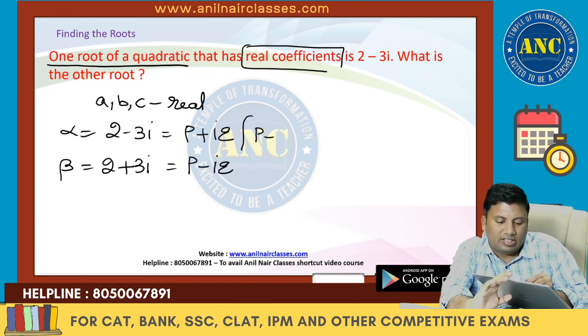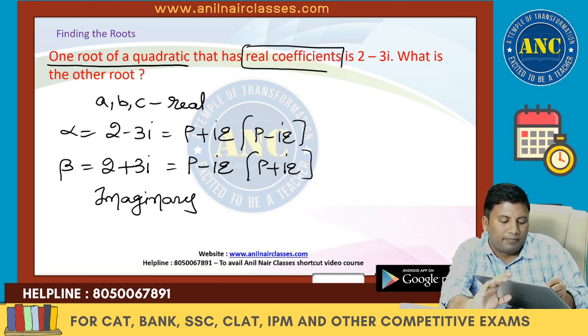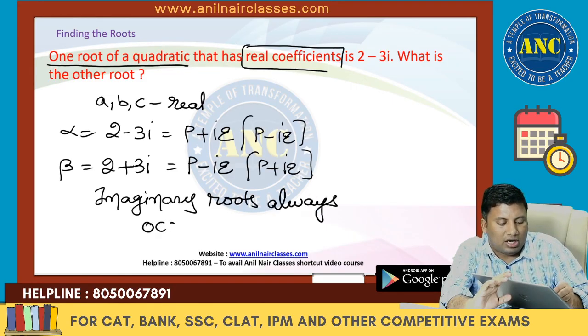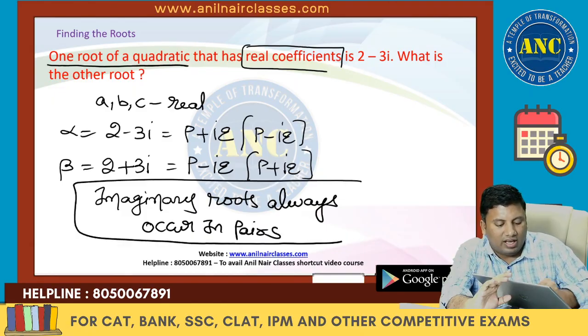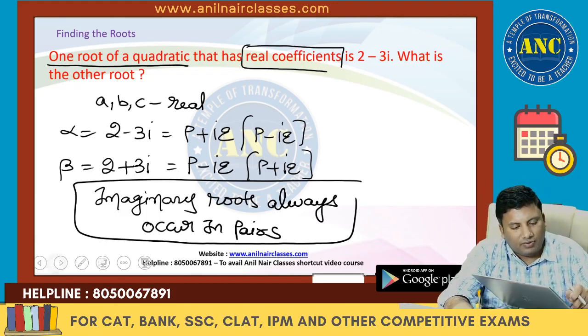Or if it is P minus iQ, this will be P plus iQ. In other words, imaginary roots always occur in pairs. Idea is clear. Next one.